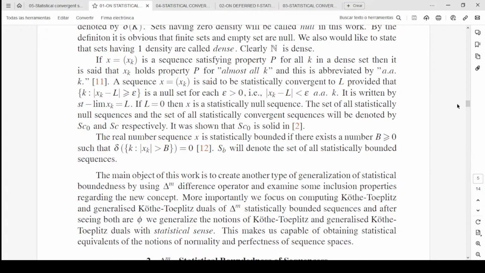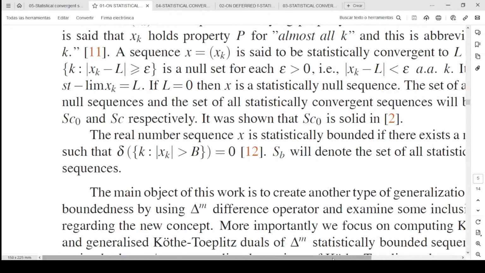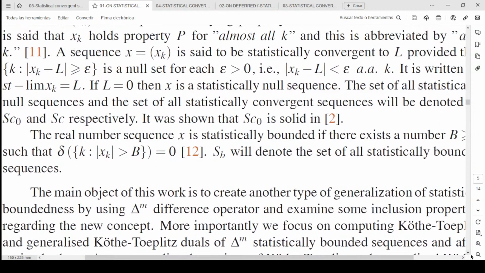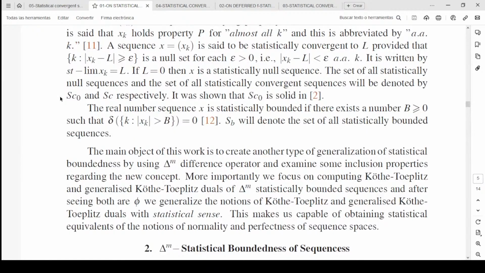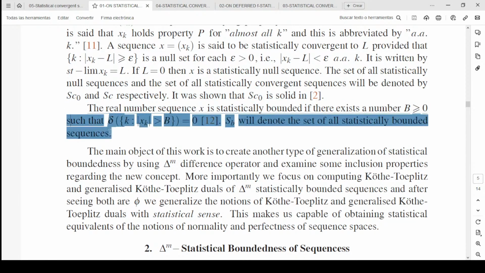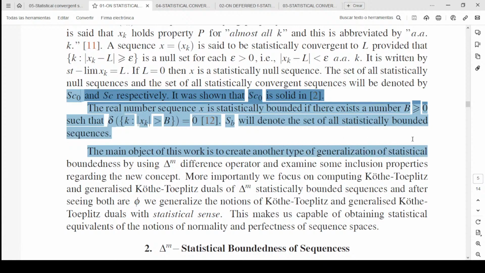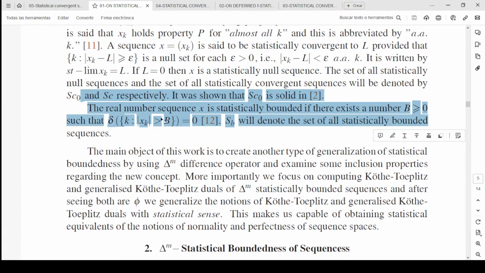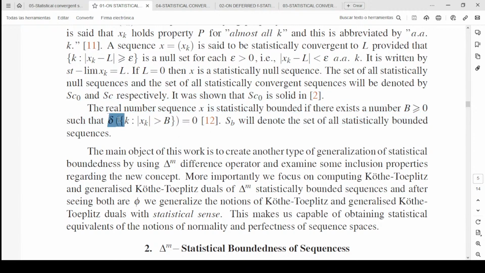So even though we did not include the concept of statistical boundedness in our previous talks, it is worth noting what a statistically bounded sequence is. As you can see here, a real number sequence X is statistically bounded if there exists a positive number B such that the density of this set is 0. This definition was given by Fridy.